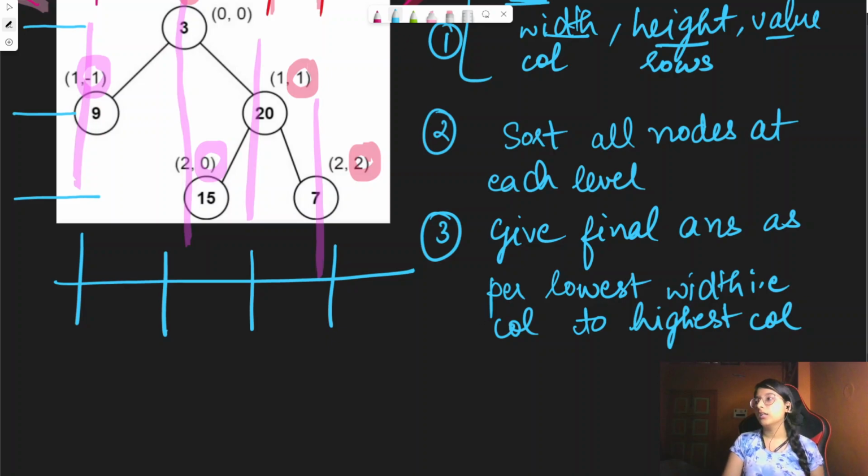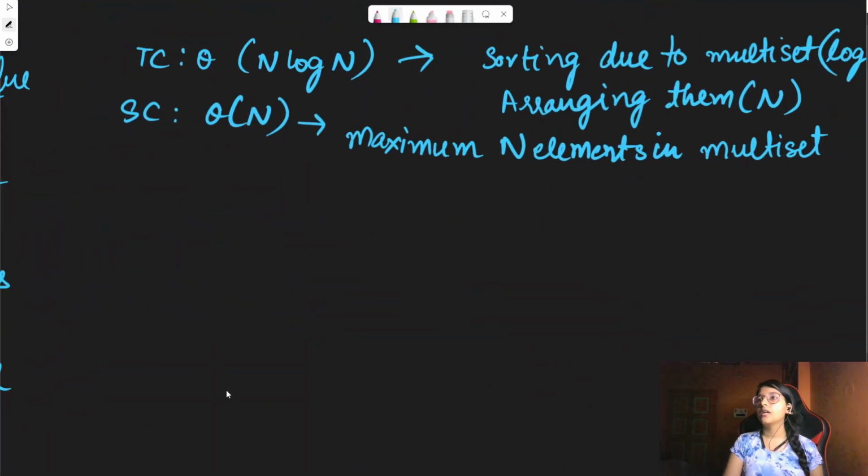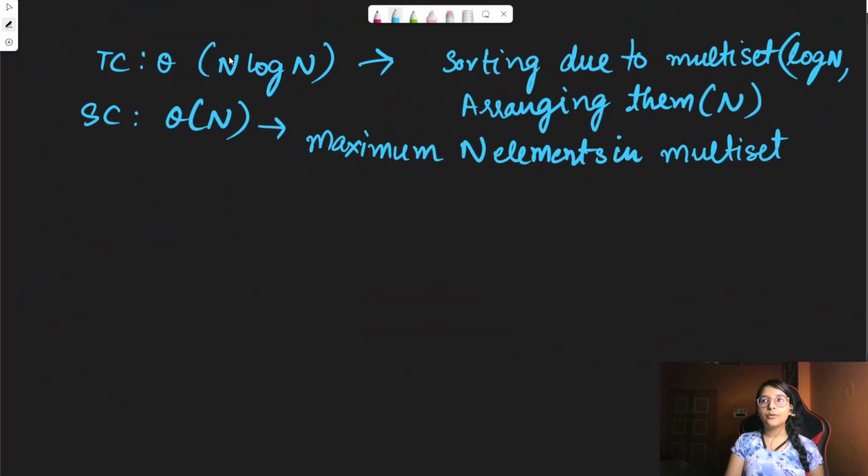Here you can see, the time complexity would be nlogn. It is because we are sorting due to the multi-set and the map which we will be using, so that takes logn time, and arranging them further would take us n time. And the space complexity would be that maximum n elements could be there in a multi-set and map, so that's why the space complexity is order of n. So this was all about this particular question.